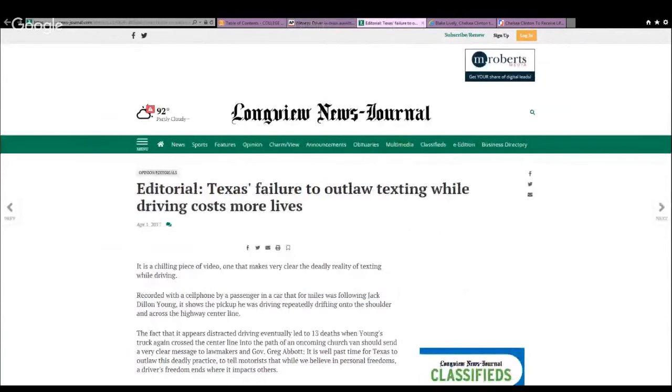And then this other article, which is editorial, "Texas failure to outlaw texting while driving costs more lives." This is dealing with the same issue, the same events, but it is looking at it from a different angle or a different direction. This comes from Longview News Journal, so another newspaper, April 1st, 2017, so the same day as the other article.